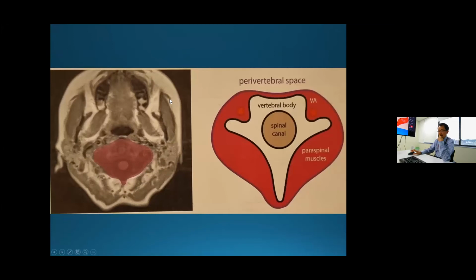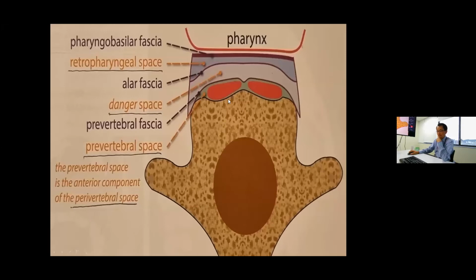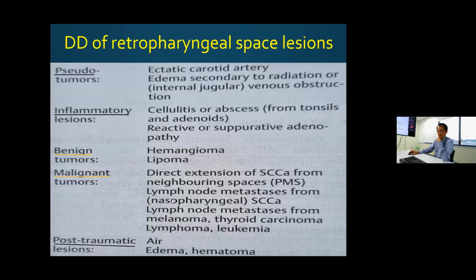This is the spinal canal here, vertebral bodies. So this is the paraspinal muscle, if there's something in the paraspinal muscle. And in front of this vertebral body is the prevertebral space, or around it the perivertebral space. And behind the pharynx is the retropharyngeal space, also called the danger space, where inflammation and all things spread. In the retropharyngeal space: squamous cell, lymphoma, and benign hemangioma, lipoma, and then inflammation.